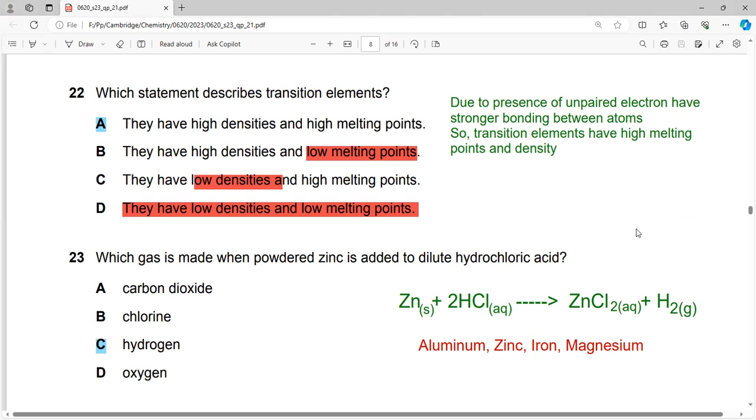So which option is correct according to the given information? They have high densities and a high melting point. It is the correct option. A is our correct option. So B, they have high density and a low melting point. So low melting point is wrong. They have a high melting point due to strong bonding. C, they have low density and a high melting point. So low density is wrong. They have a high density, and that's why D is our wrong option. So A is our correct option. They have a high density and high melting point. They have a high boiling point, and they are colorful elements. So A is our correct option.